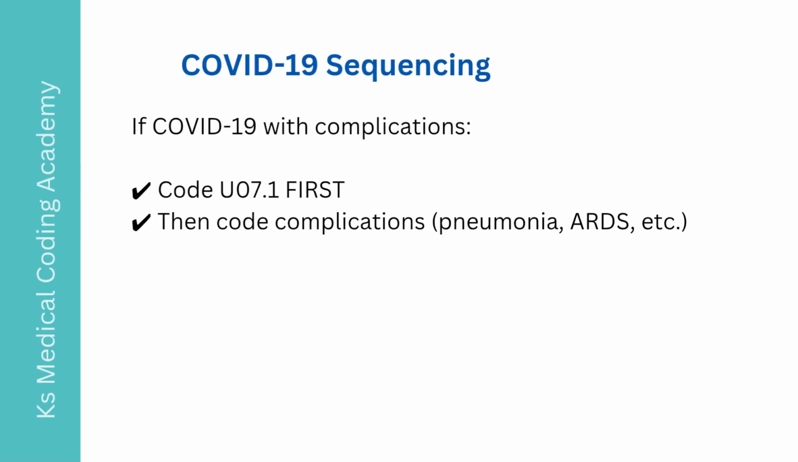COVID-19 sequencing. When COVID-19 has complications, code U07.1 first. Then code any associated conditions such as pneumonia or acute respiratory distress syndrome.